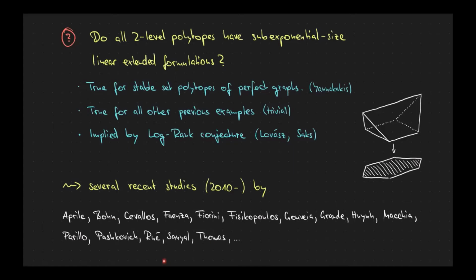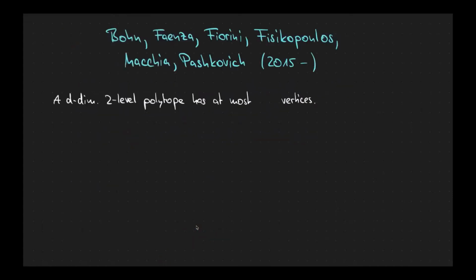Good. So let's look at one of these studies here by some more extended formulations people. Here's a question to you: what is the largest number of vertices that a d-dimensional two-level polytope can have? What's your guess?